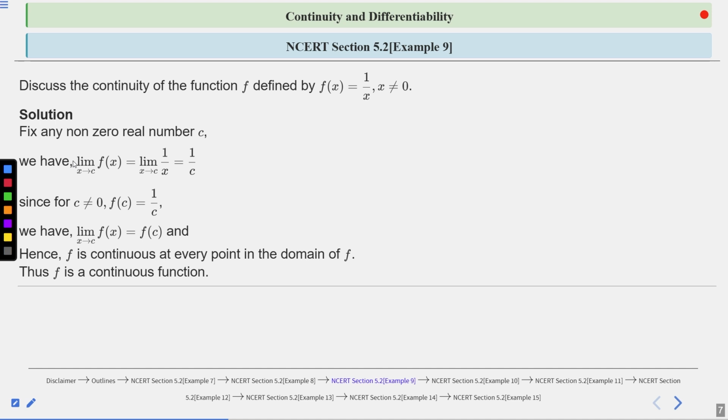Okay, let us move to the next question. Let us move to the next example.